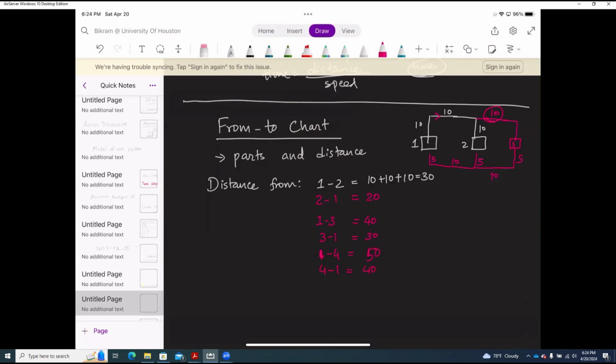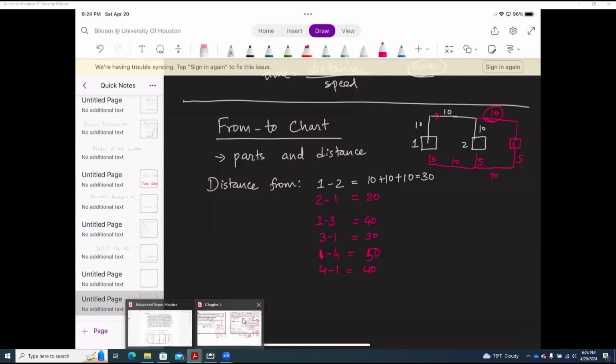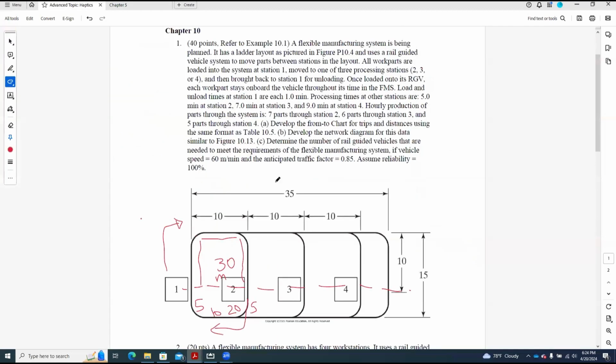So you can easily calculate this distance from this diagram. I don't have to explain too much from here. But now we can draw the from-to chart. So we know that 7 parts through station 2, 6 parts through station 3, and 5 parts through station 4.